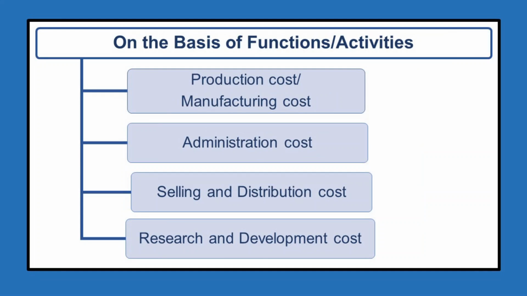Now coming to classification on the basis of functions. As you all know, a business enterprise performs a number of functions like manufacturing, administration, selling, distribution, research, etc. Costs may be required to be determined for each of these functions, and on this basis, functional costs may be classified as production or manufacturing cost, administration cost, selling and distribution cost, and research and development cost.